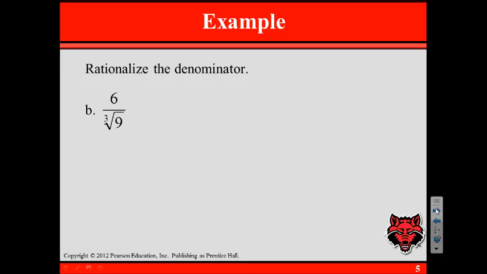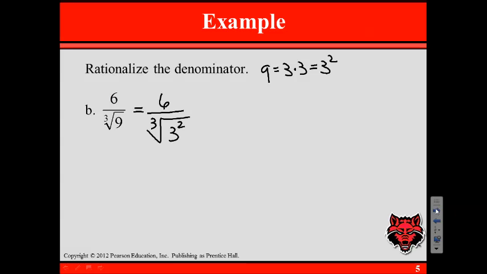Now, in the case of a cube root, we have to work the problem a bit differently. Here we have 6 over the cube root of 9. The first thing we need to do is make sure that the cube root is as simplified as it can be. We look at the prime factorization of 9, which is 3 times 3. We don't have 3 identical factors we can pull out, so there's nothing that we can take out from underneath the cube root, but we do want to rewrite 9 as 3 squared. You'll see why in just a moment. So we're going to rewrite this as 6 over the cube root of 3 squared.